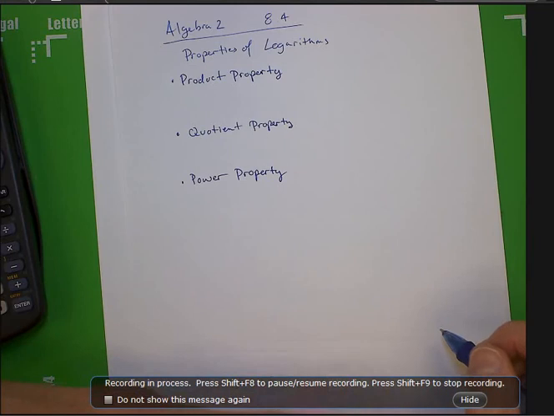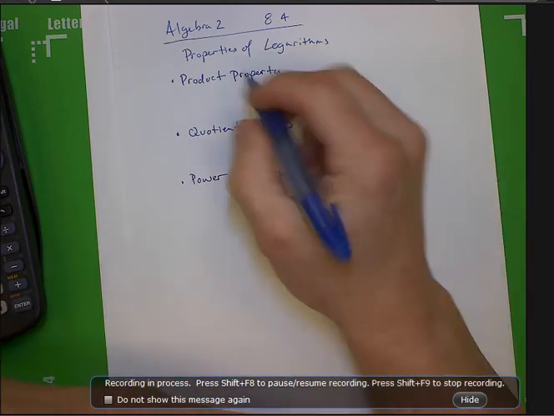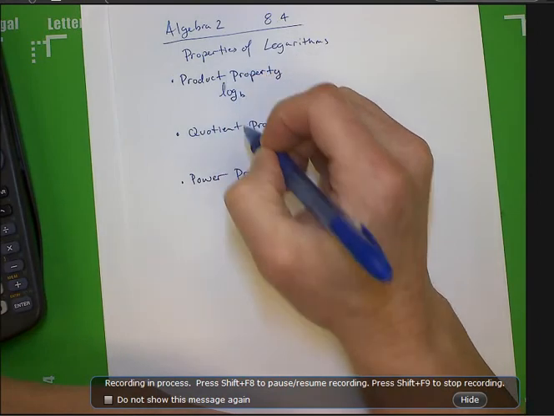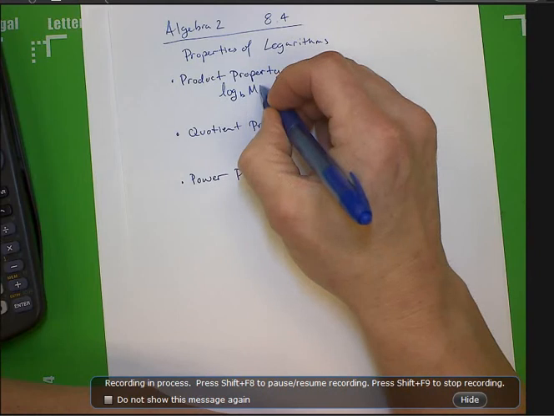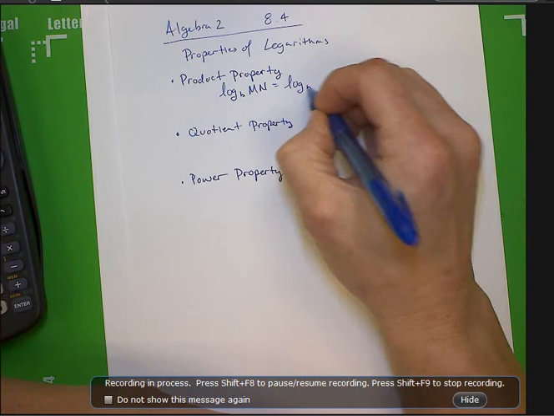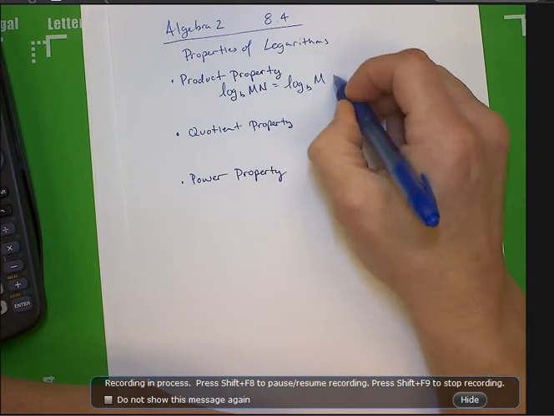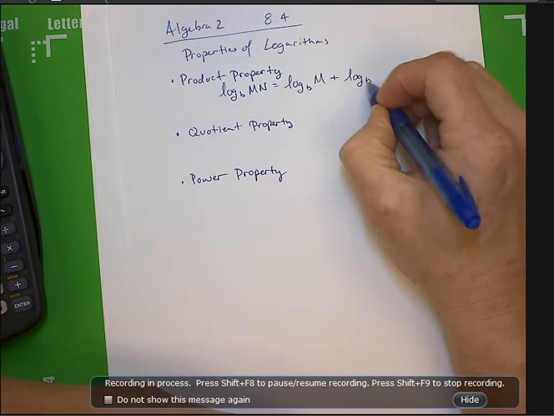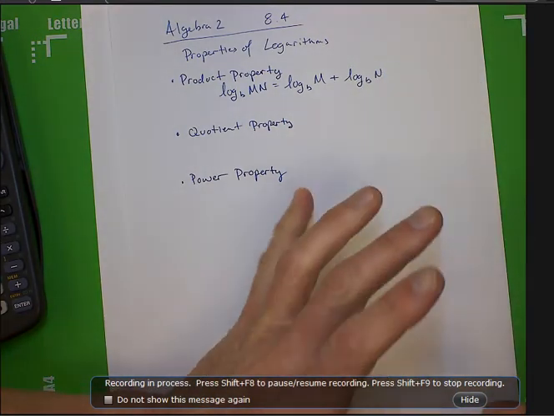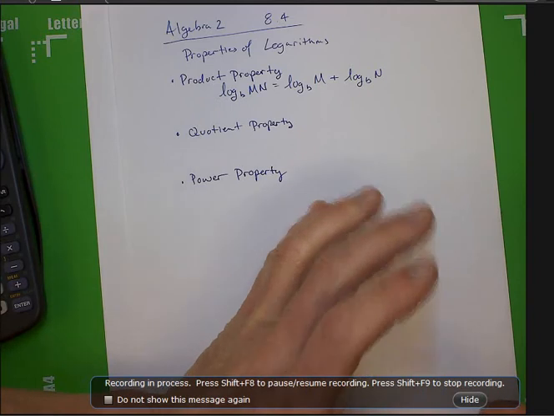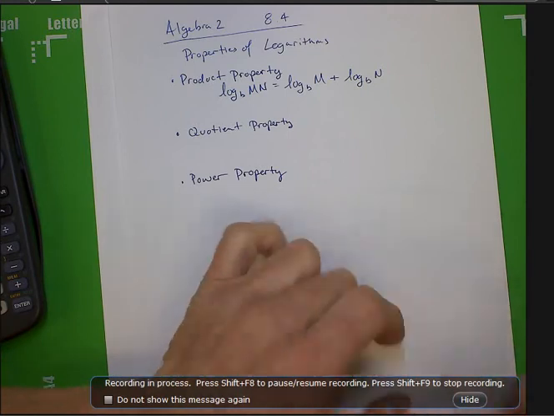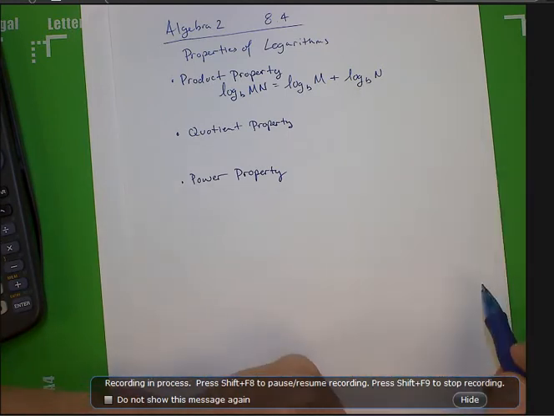And so here is basically the product property. If we had the log base b, so any base, of two numbers multiplied together, m times n, that will be equal to the log base b of m plus the log base b of n. And if you remember, when we multiply two common bases together with different exponents or the same exponent, we add the exponents. This is the same thought process here. This is why this works.